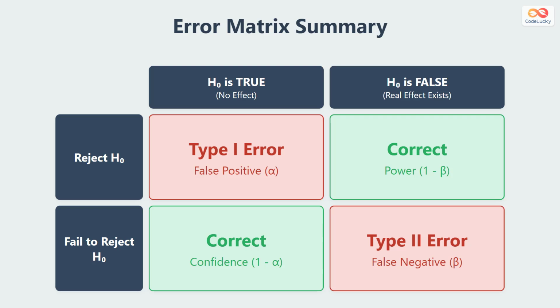Here is a matrix to summarize. If the null hypothesis is actually false, but we fail to reject it, we land in the bottom right box, type 2 error. Compare this to the top right box, where we correctly reject the false null, which is our power. Understanding this grid is key to mastering hypothesis testing errors.